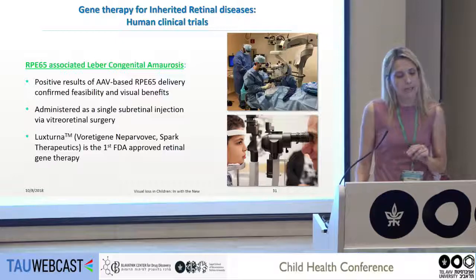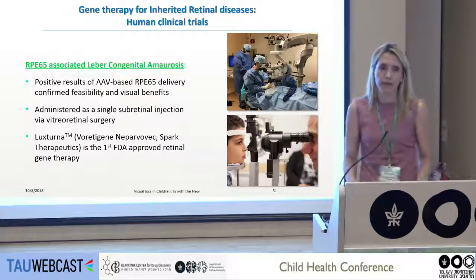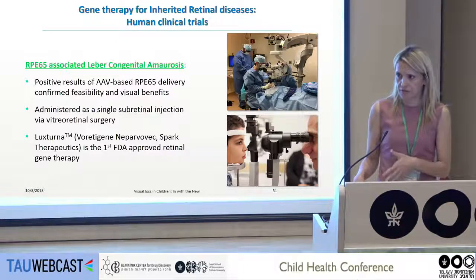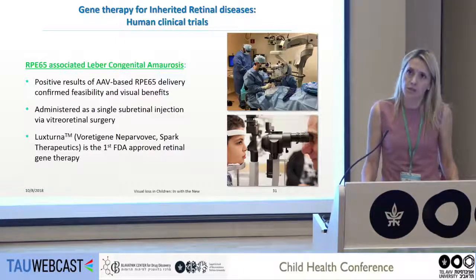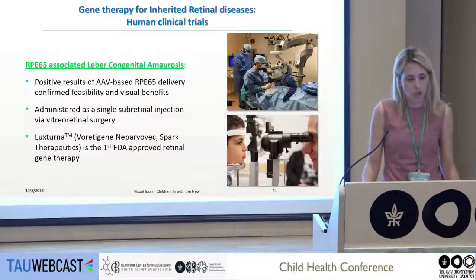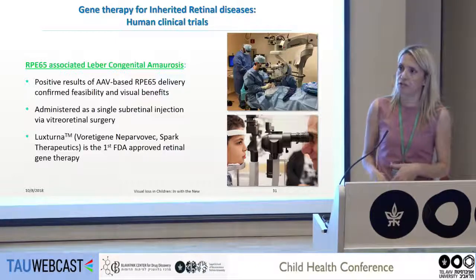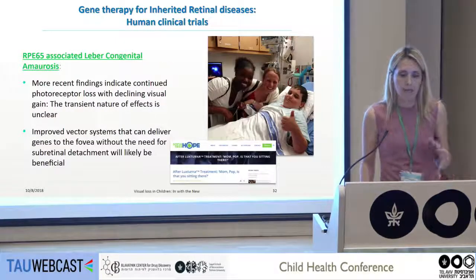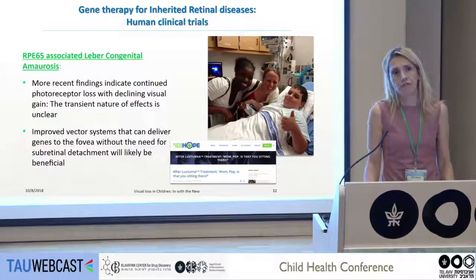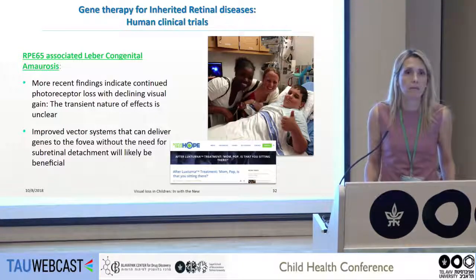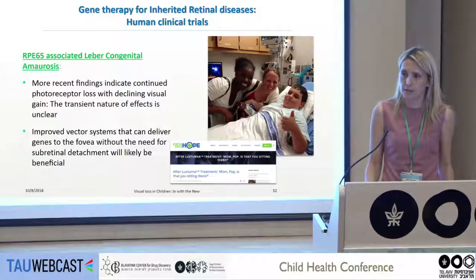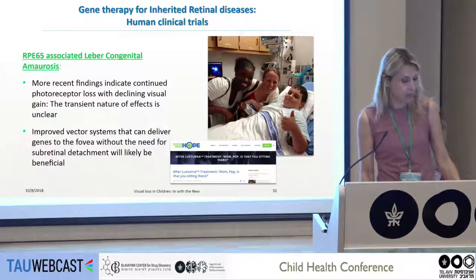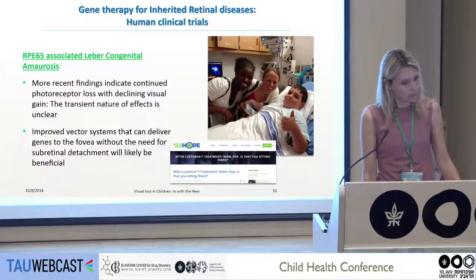Subjects with the disease received a single subretinal injection of the AAV2 vector carrying the RPE65 gene in their worst affected eye. Following the injection, continued improvements in visual function, including ambulatory vision and light sensitivity, were noted through at least 3 years. Based on these results, the first retinal gene therapy, Luxturna, became available after receiving FDA approval last year, and as a matter of fact was also approved by the European agency approximately a week ago.